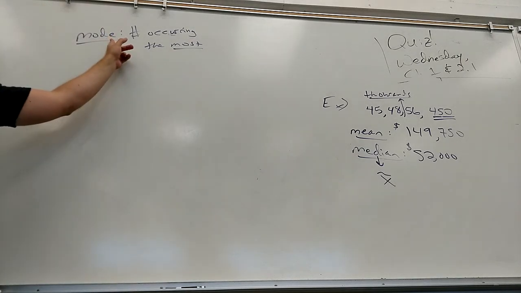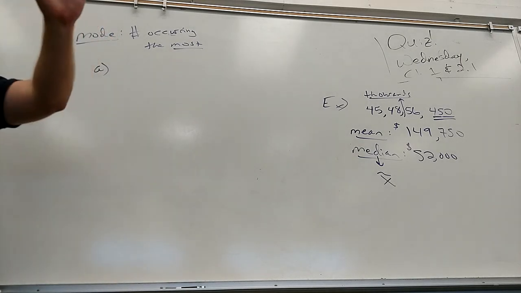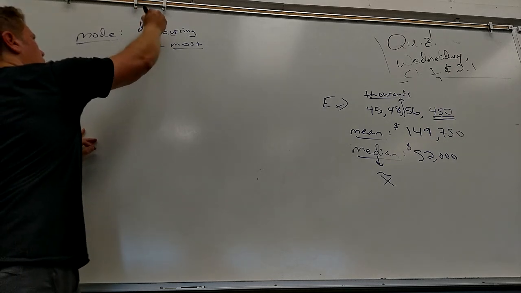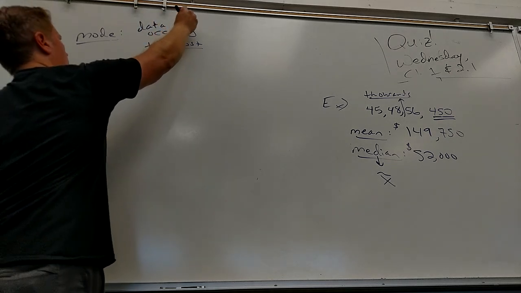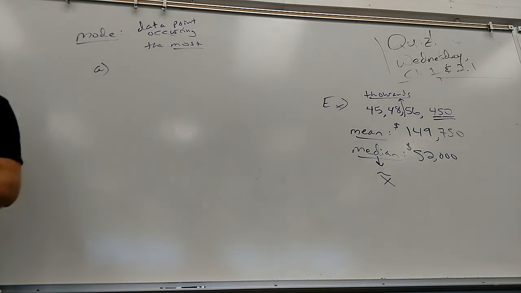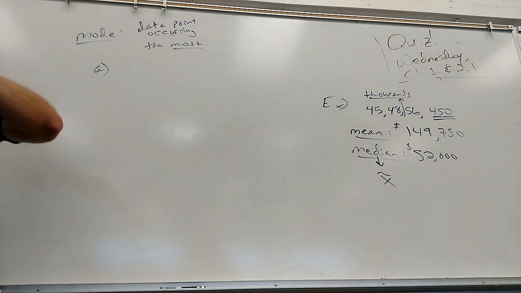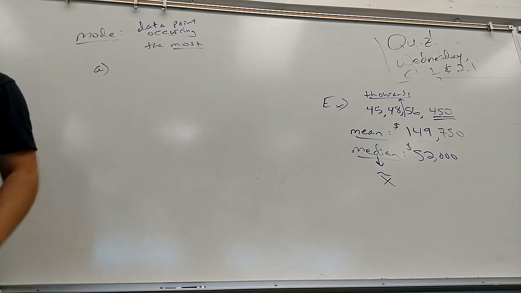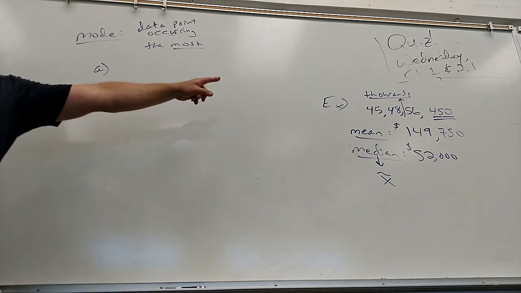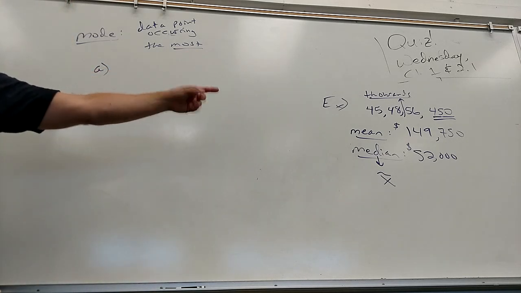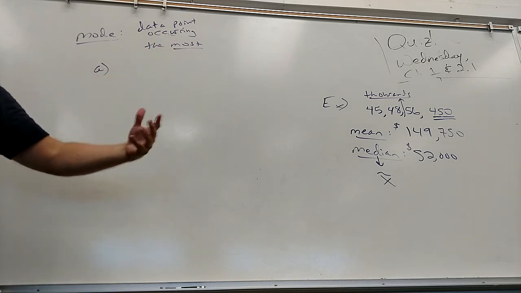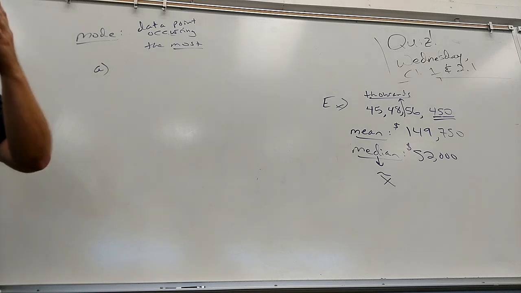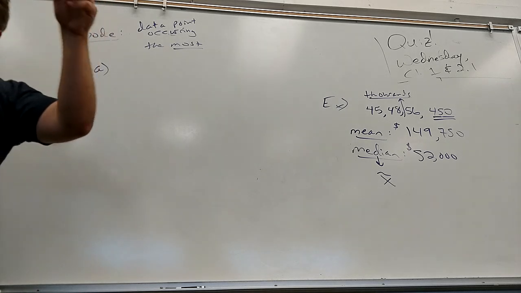Another way to describe the center of something is called the mode. And it doesn't have to be the number occurring the most, the data point. Let me make this more general: data point occurring the most. Because the mode is the only measure of center that works for qualitative data. Everything we've been doing so far, I can't take the average of something that's not quantitative. Because what does qualitative mean? What is qualitative data? It's got a quality. It doesn't have a quantity.